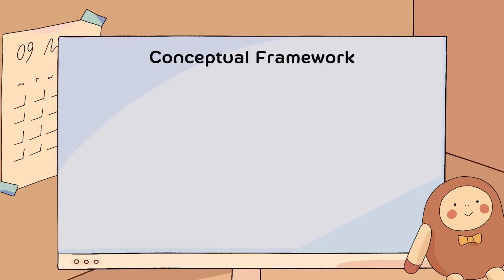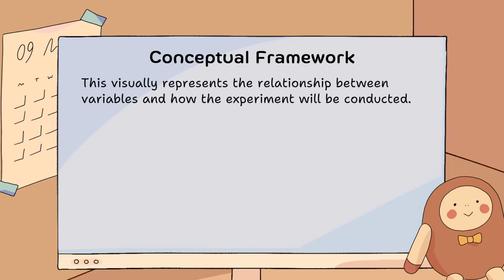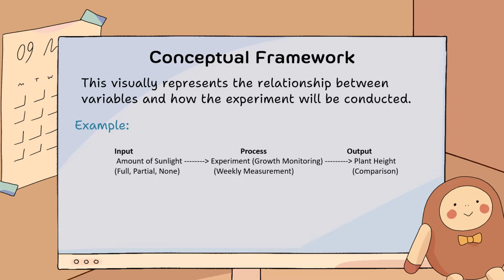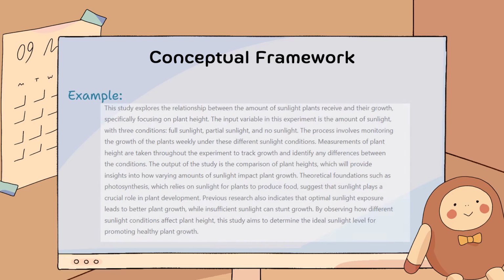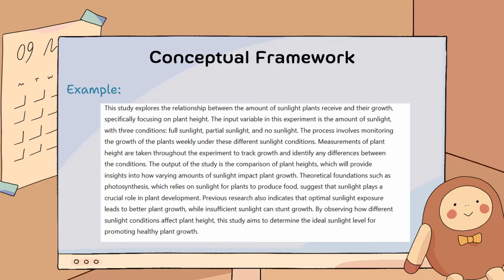You need also to include the conceptual framework in your research design. Conceptual framework visually represents the relationship between variables and how the experiment will be conducted. It must include the input, process, and the output of your study. You can read the example of how you will write your conceptual framework.